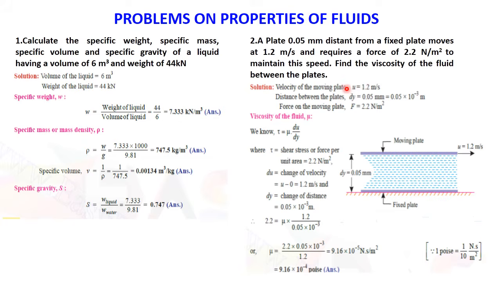So the first thing which is given to us is u. The velocity is given by u, so u is equal to 1.2 meters per second. The distance between the two plates is given by dy, so dy is equal to 0.05 mm, converting it into the SI system, that is meters, so 0.05 into 10 raised to minus 3 meter. The force on the moving plate F is equal to 2.2 Newton per meter square. These three values are given.